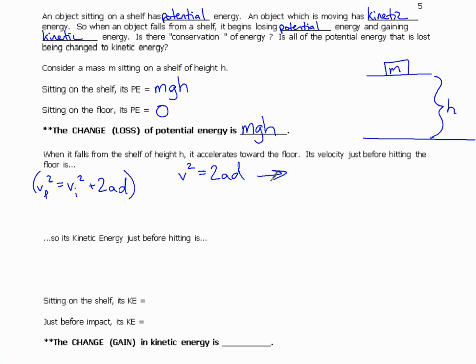So if we put in the letters that we're using right now, we have velocity squared equals 2 times g times h. Square root of that says velocity equals square root of 2 times g times h.